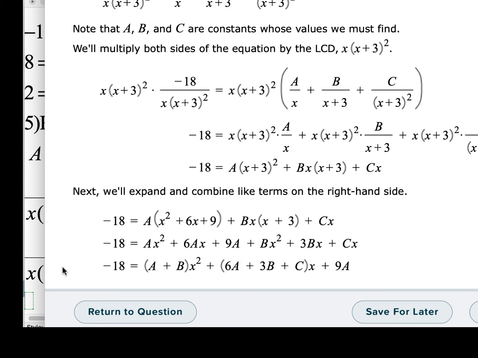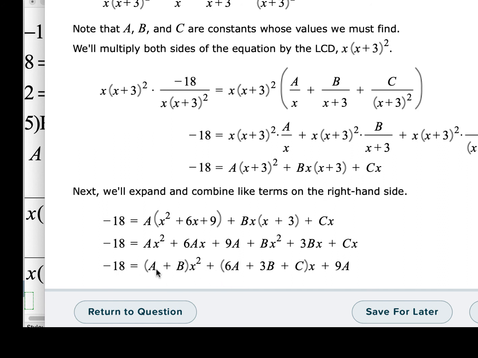On the left-hand side, I go, ooh, there is no x squared term. So since there's no x squared term on the left, the coefficient could be thought of as 0x squared. So therefore, a plus b must equal 0. There's also no x term on the left-hand side. So that means that the 6a plus 3b plus c must also equal 0. And then 9a must equal this constant term of -18. And so we get 9a equals -18, so a equals -2, which is what we got earlier.